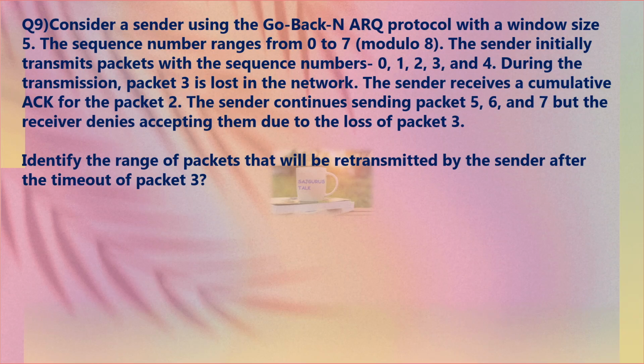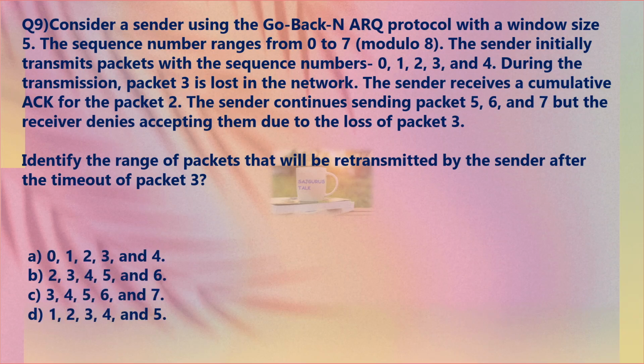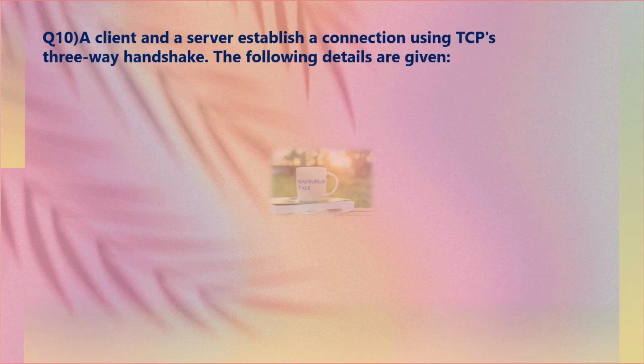Ninth one. So here they are given a numeric one. Identify the range of packets that will be retransmitted by the sender after the timeout. So in Go-Back-N ARQ, when a timeout occurs, the sender retransmits all packets, as we discussed just now, starting from the lost packet to all permissible packets in accordance with the window size. So the answer is 3, 4, 5, 6. Why? Because the packet is lost at packet 3. So it will retransmit 3, 4, 5, 6 and 7. Answer is C.